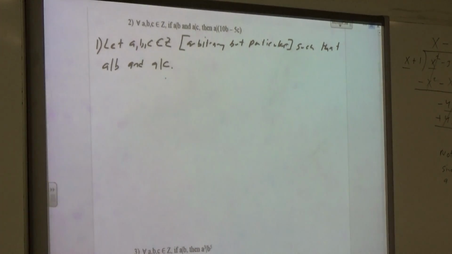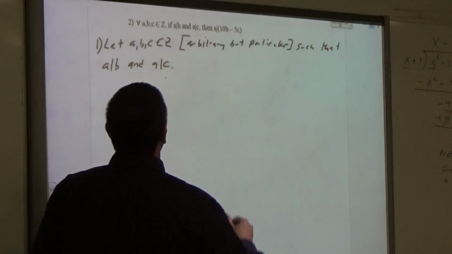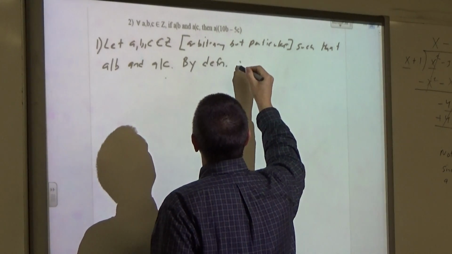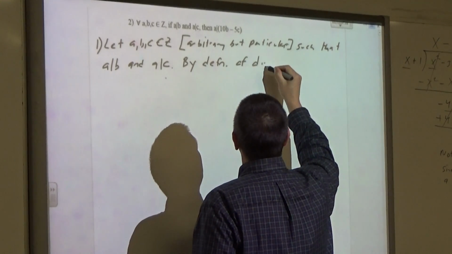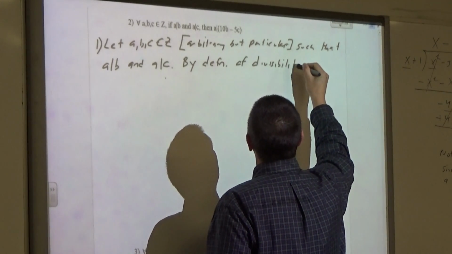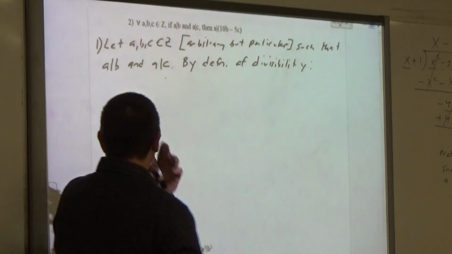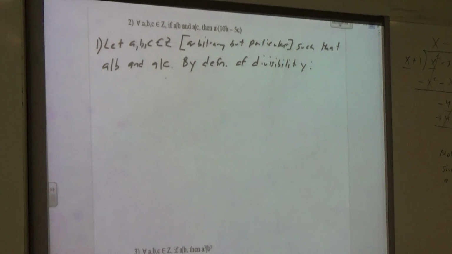Okay, so I'm feeling that. Once we've defined the variables, what's the next thing that we might do in this instance? Define the divisor. Use the definition of divisibility. Nice. So, by definition of divisibility, there's two things that we could say.